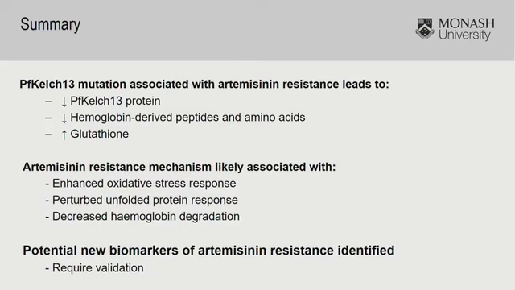So just to summarise that work, we've seen that the K13 mutations are associated with a depletion of the K13 protein, not a complete loss, but a downregulation. Also decreases hemoglobin-derived peptides, and there's a small increase in glutathione levels. What this means in terms of mechanism, of course, this is an observational study, but there could be an involvement of oxidative stress response, unfolded protein response, or an effect of hemoglobin degradation. So hopefully this will provide a new option for a biomarker for artemisinin resistance.